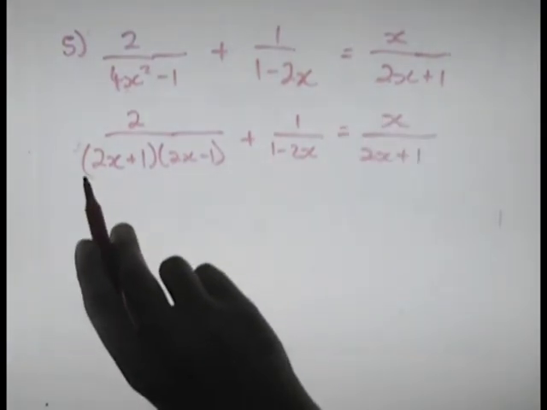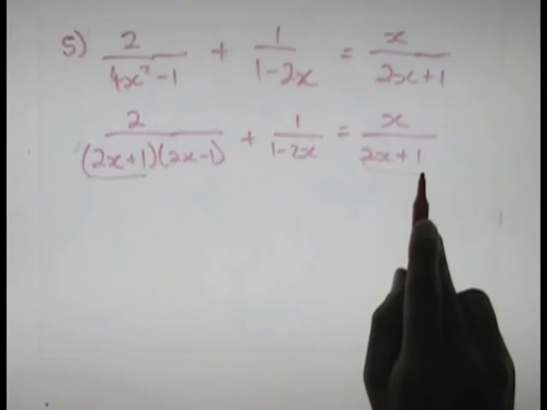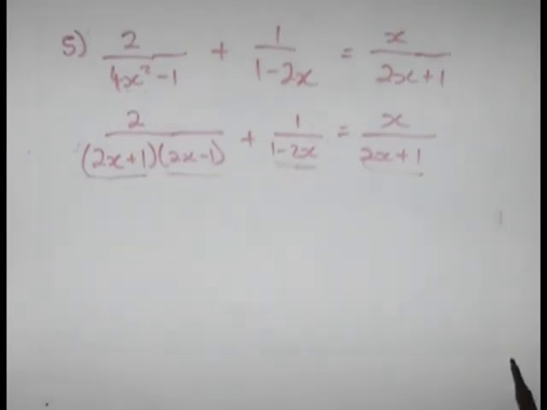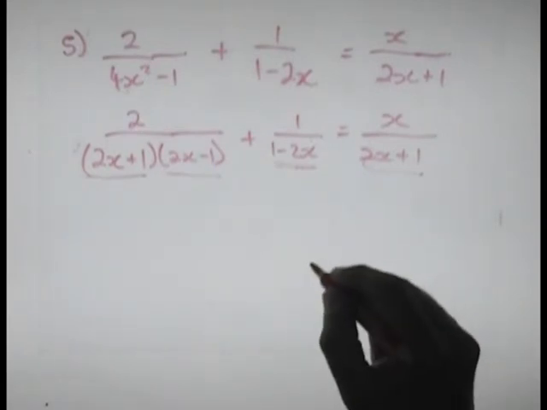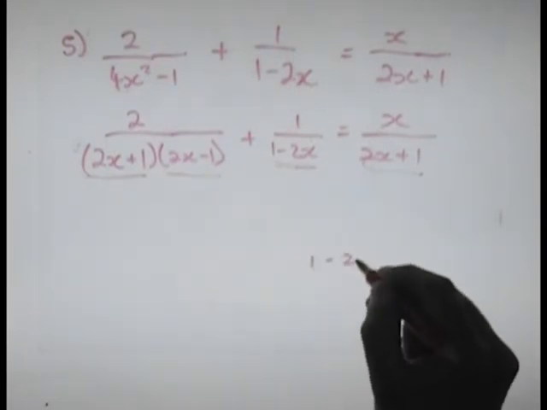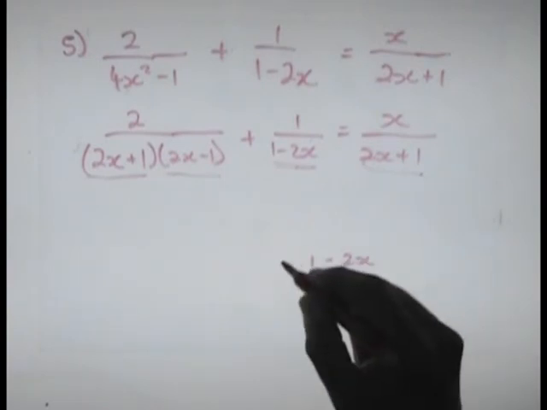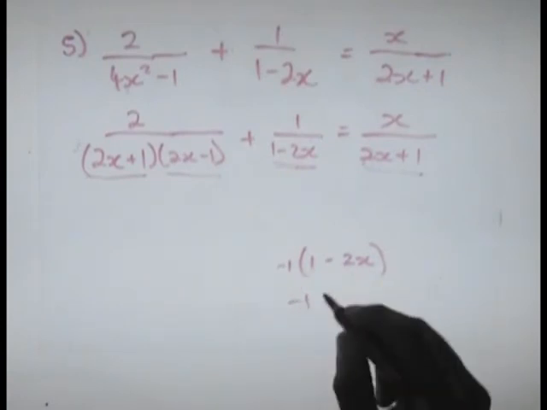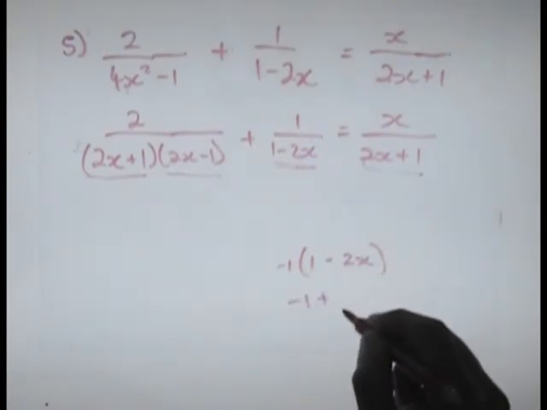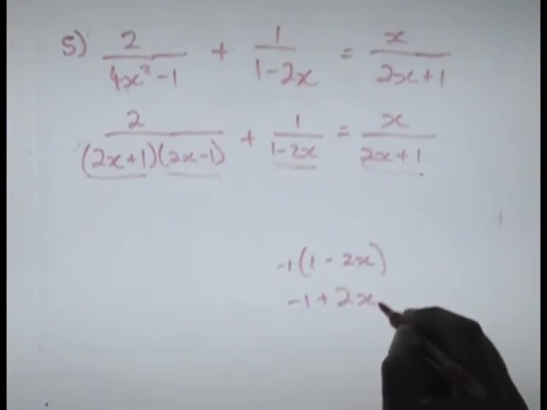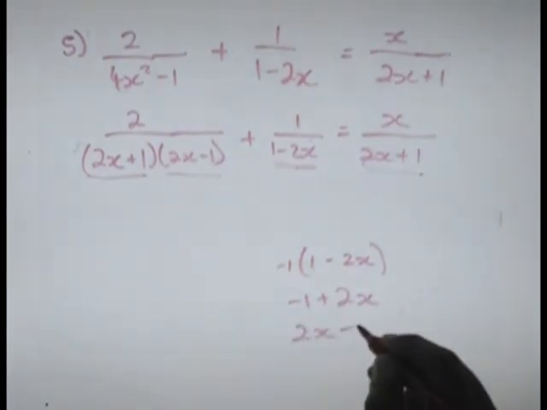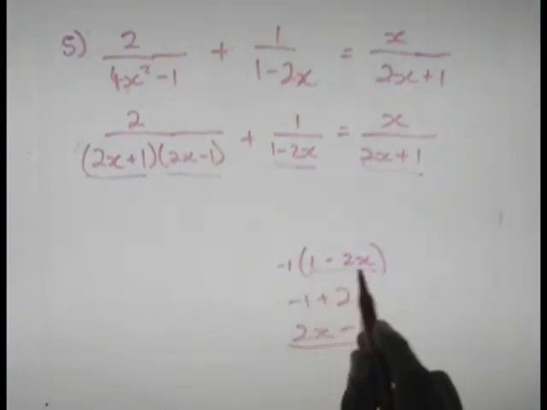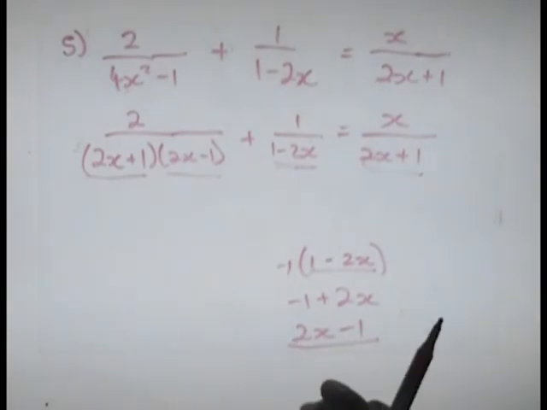Problem. That is similar to that, but not quite the same. Now think about this. 1 minus 2x. What if I multiplied it by a negative 1? That would give me negative 1. Negative 1 times negative 2x is positive 2x. Written differently, that's 2x minus 1. How did I get to that? From that, I multiplied it by negative 1.